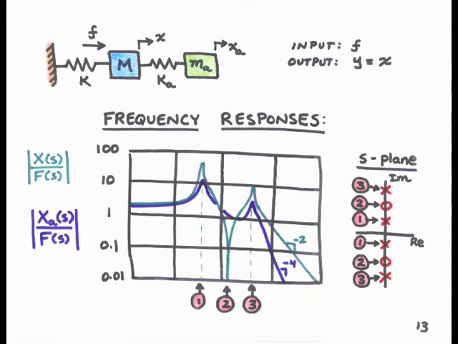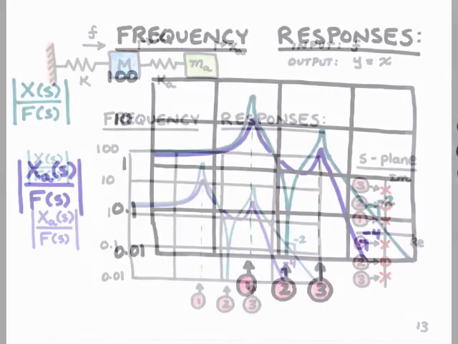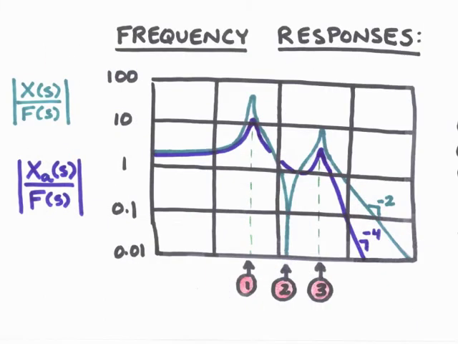Now you'll notice one important difference in these two transfer functions, and that is the sudden drop in gain at frequency omega naught in the transfer function between F and x. This is due to the zeros of that transfer function, which we talked about before, which are at the square root of k_a over m_a.